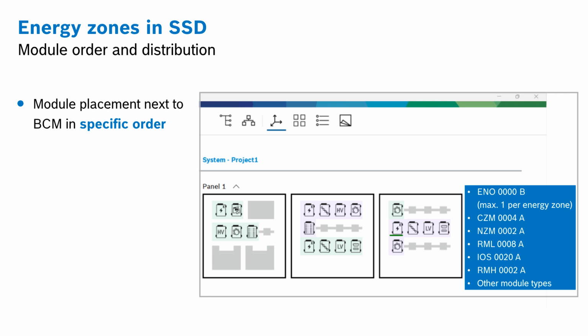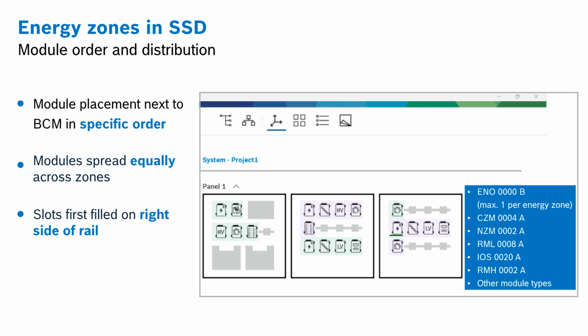When your configuration requires more than one energy zone, the software ensures that modules are spread equally across all active zones. To achieve this, SSD first fills the available slots on the right side of the rail where the BCM is installed before populating other areas.